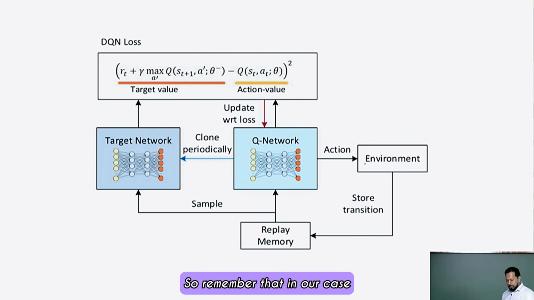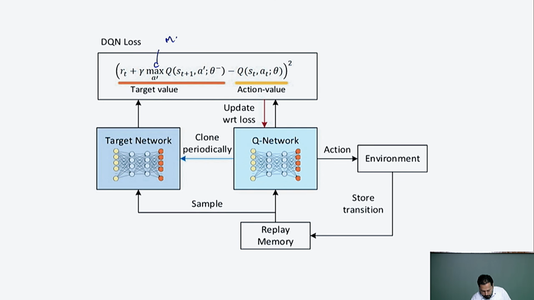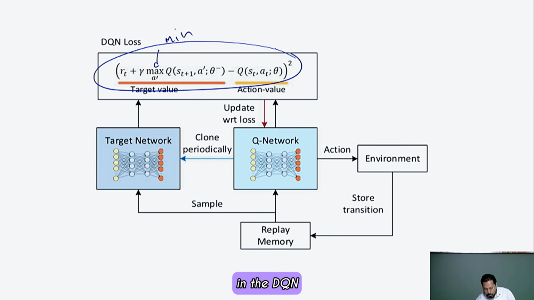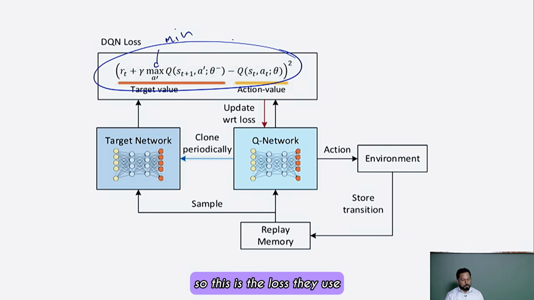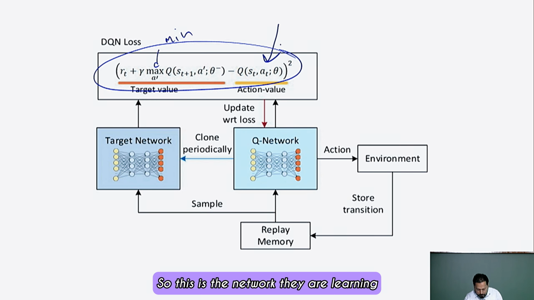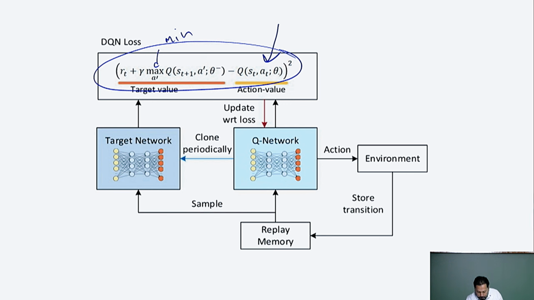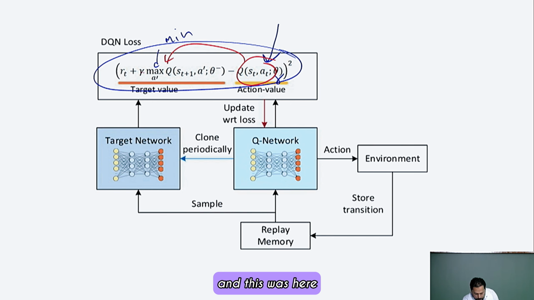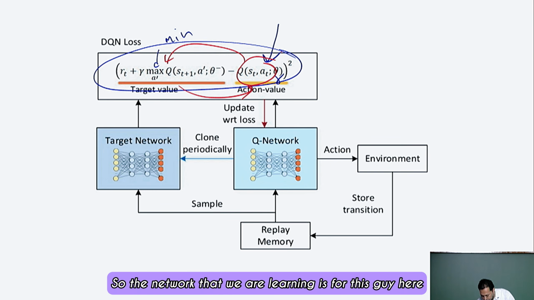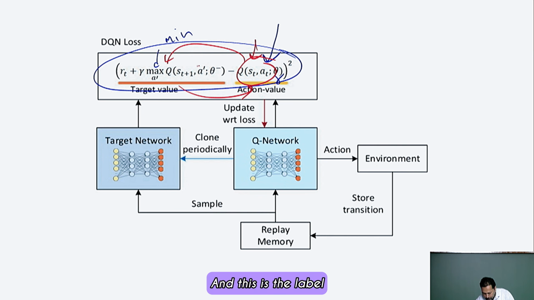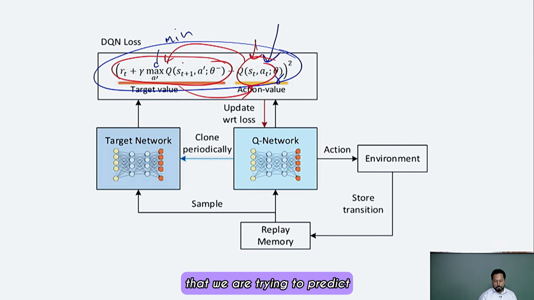Remember that in our case we always work with the min, and this figure is from the RL literature, so they use max because it's about maximizing rewards. So this is the loss that is used in DQN, and this is the network they are learning. In our case it was R, and here they use theta. In our case this term was at the beginning, and here it is elsewhere. These are the slight changes you can see. So the network that you are learning has the parameter theta, and this is the label that we are trying to predict.